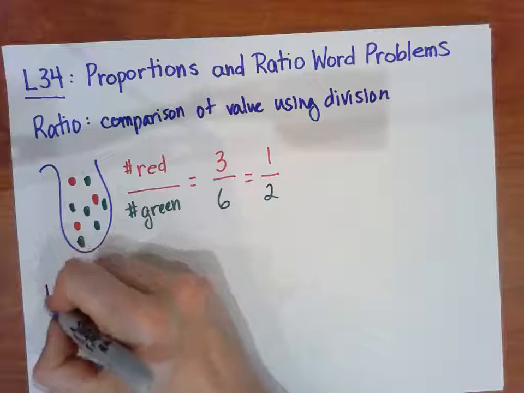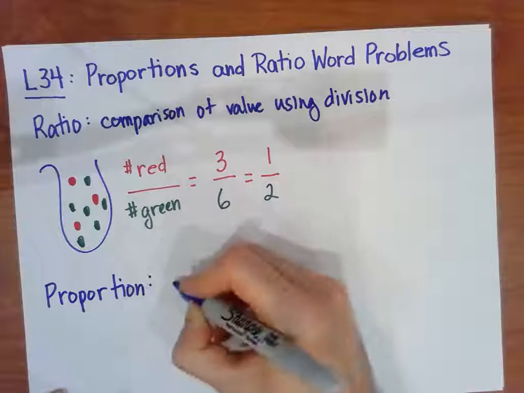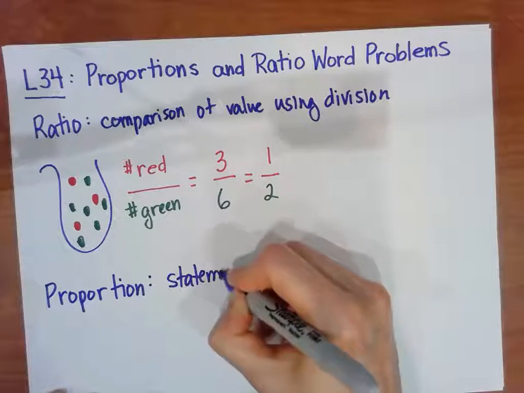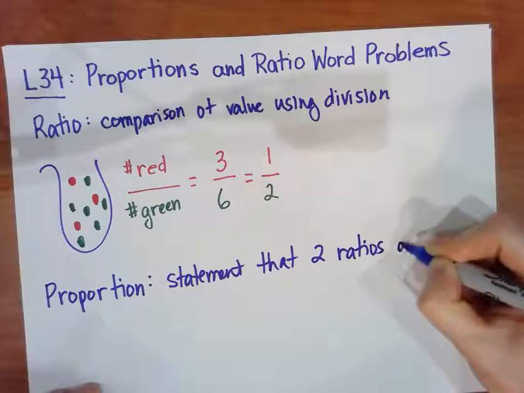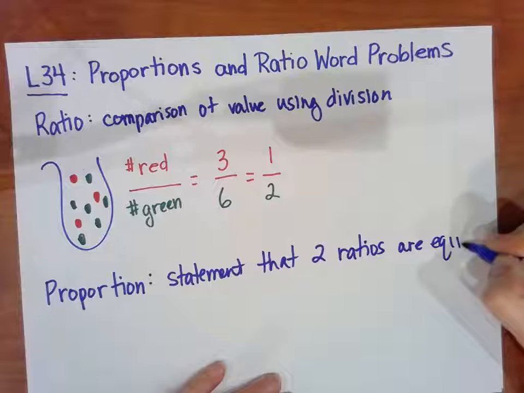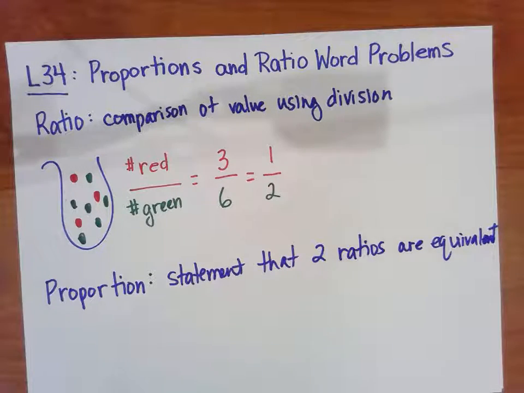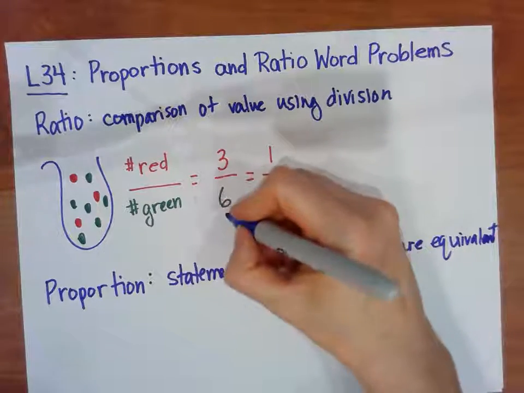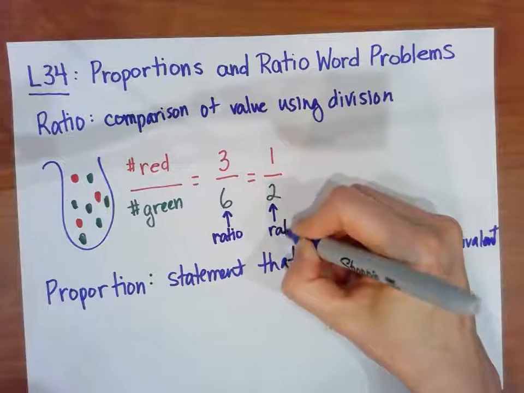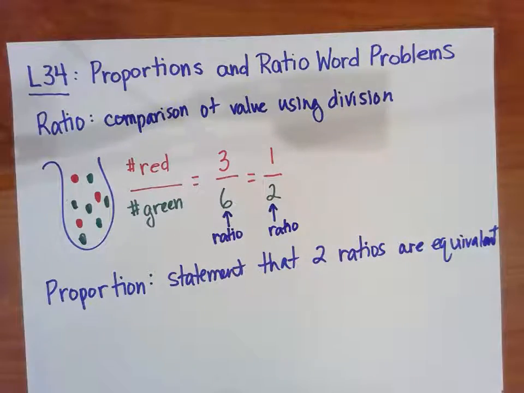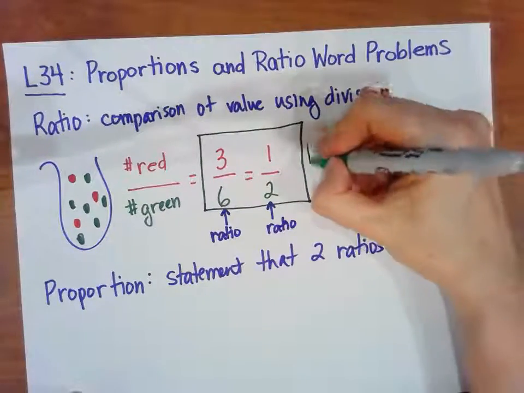So a proportion is a statement that 2 ratios are equivalent. Okay, so if we're looking, this fraction is a ratio. This fraction is a ratio. But the entire statement here with the equality sign is a proportion.